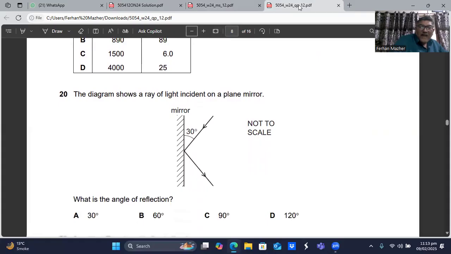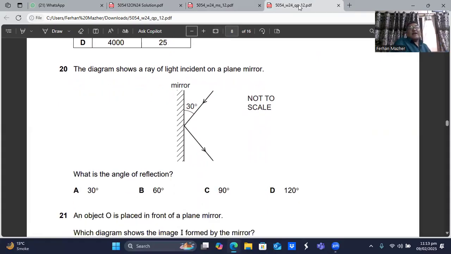Okay, so we have question number 20 coming up on your screen. The diagram shows a ray of light incident on a plane mirror. What is the angle of reflection? You see the angle which they have shown. This is not the angle of incidence.